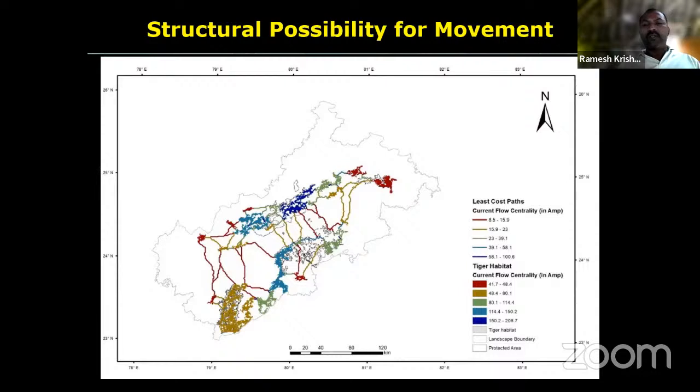So therefore, in addition to identifying the path, we also look at the flow parameter. Based on the flow parameter, we identify, okay, this is an important corridor. That is how we identify which forest patch is more important, which corridor is more important. So these two things allow scientists or managers to identify the priority. So these are some of the tools.